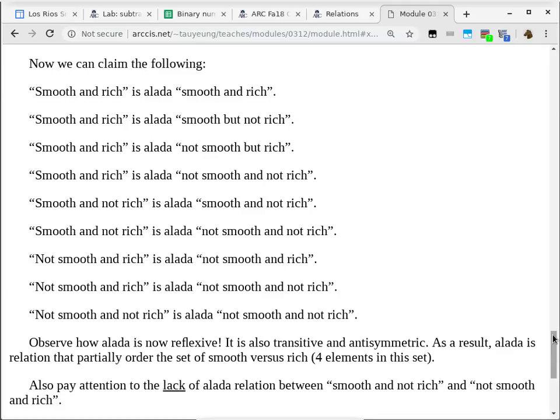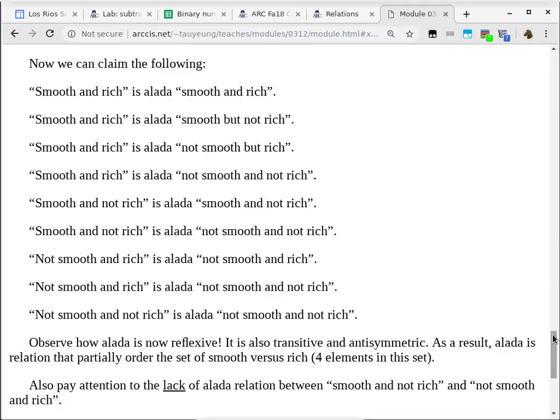But I said 16 items, and how come there are less than 16 items here? Because the missing ones are basically not. In other words, not smooth and not rich is not at least as desirable as basically any of the other ones besides itself. But those are not listed here because I'm only listing the ones that are confirmed. So these ones will have entries in the relation set itself. The ones that I have not named here are absent from that set.